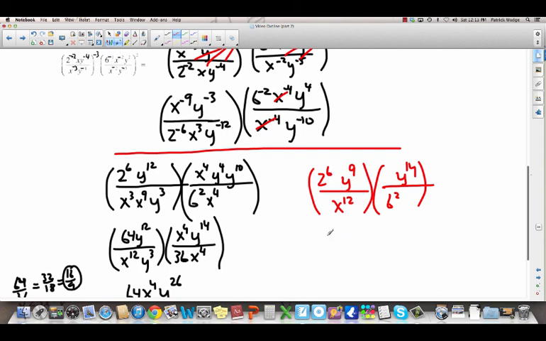2 to the 6 is 64. y to the 9th times y to the 14th is y to the 23rd. 6 squared is 36, and x to the 12th. And then all you have to do is put that 64 over 36 into lowest terms, and we said it was 16 over 9. Add your y to the 23rd and x to the 12th. So as I said, I like this method of looking for where do I have more x's, top or bottom, and how many more, but you don't have to do that.